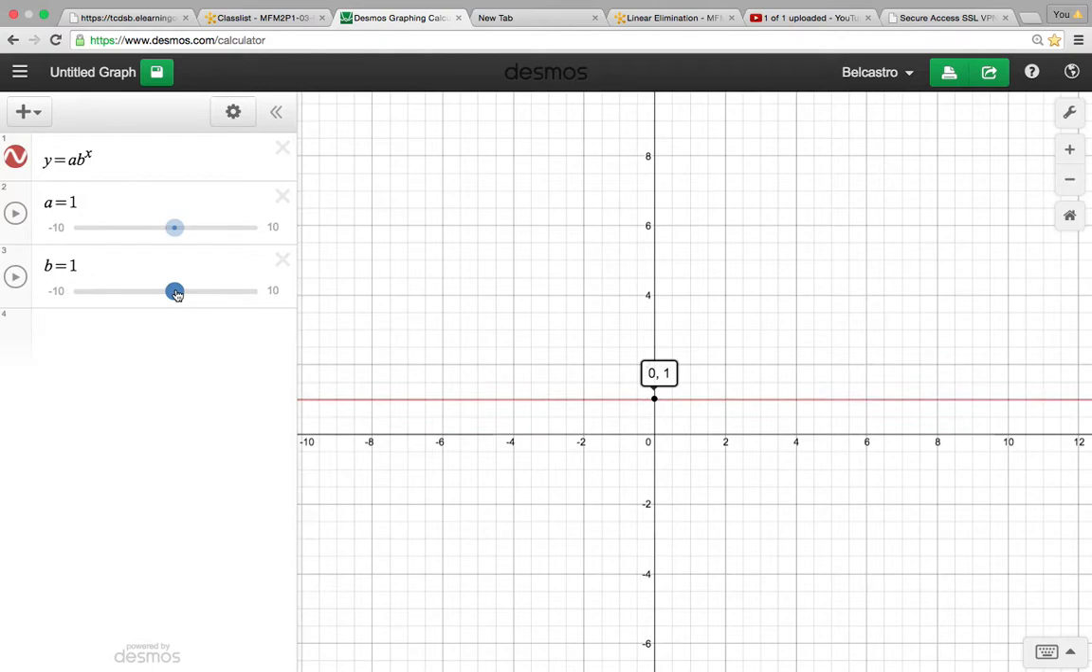Just at 1, it becomes flat. And then once we're in the decimal values, it goes the opposite way. Yeah, it goes the opposite way. And that's only the decimal value.